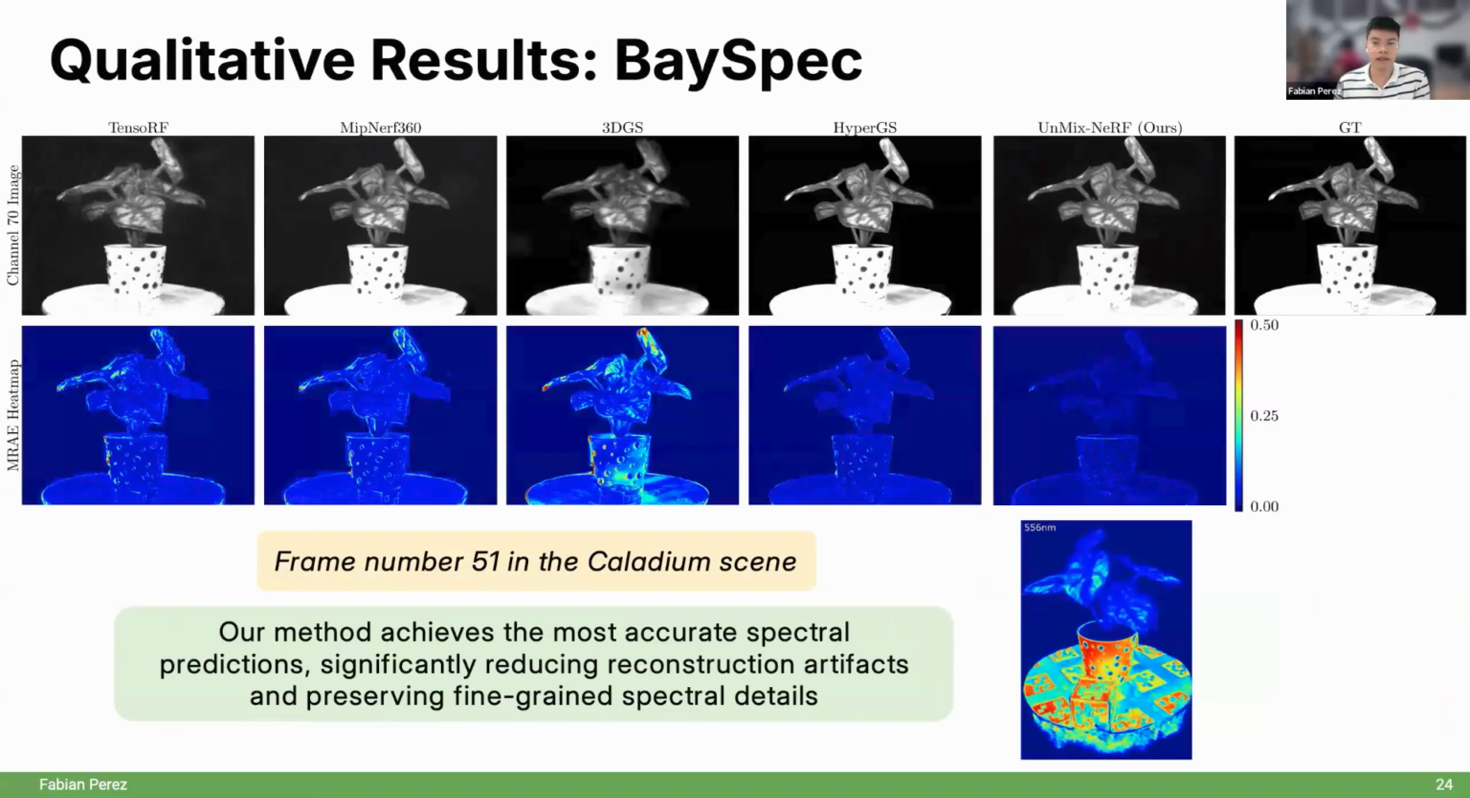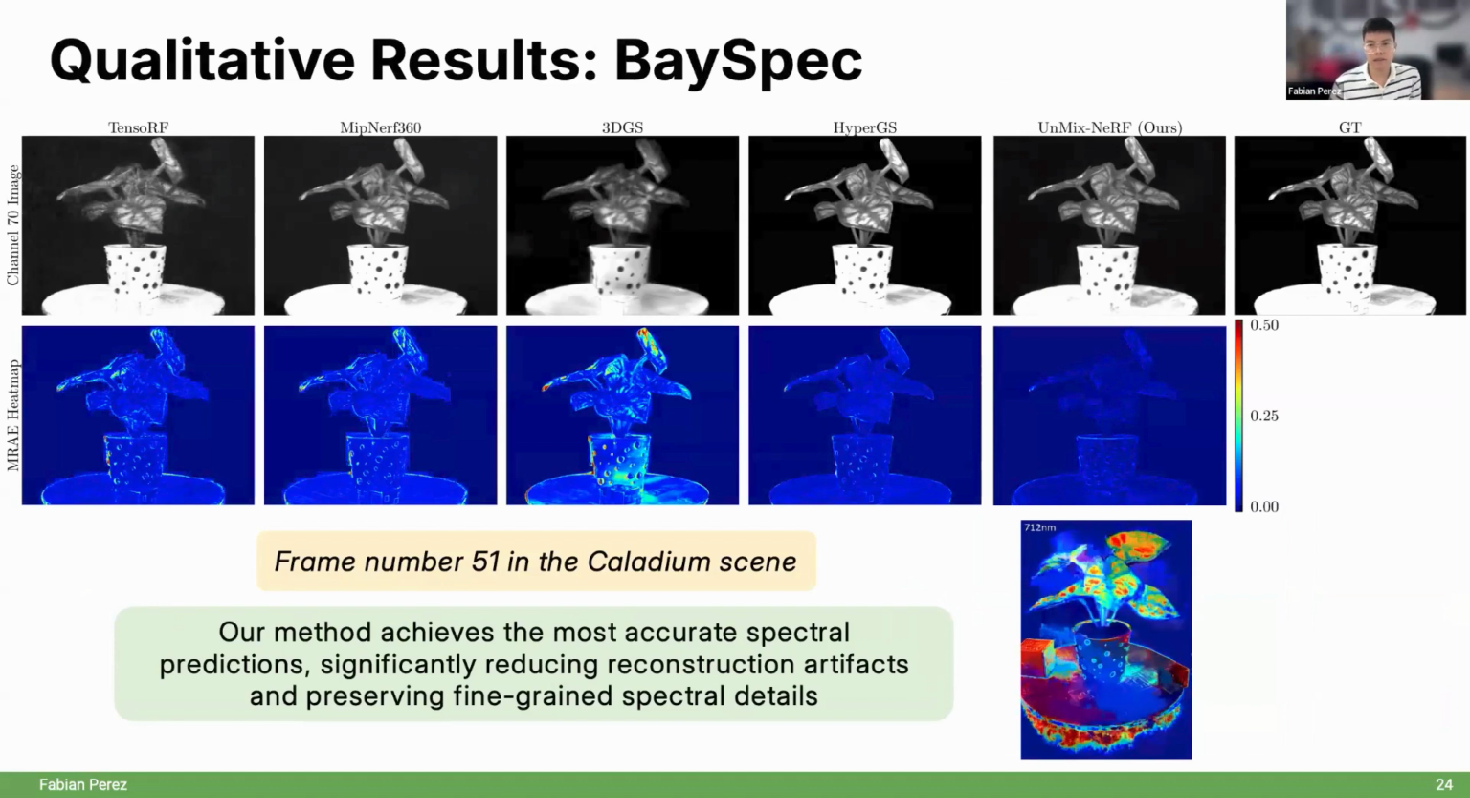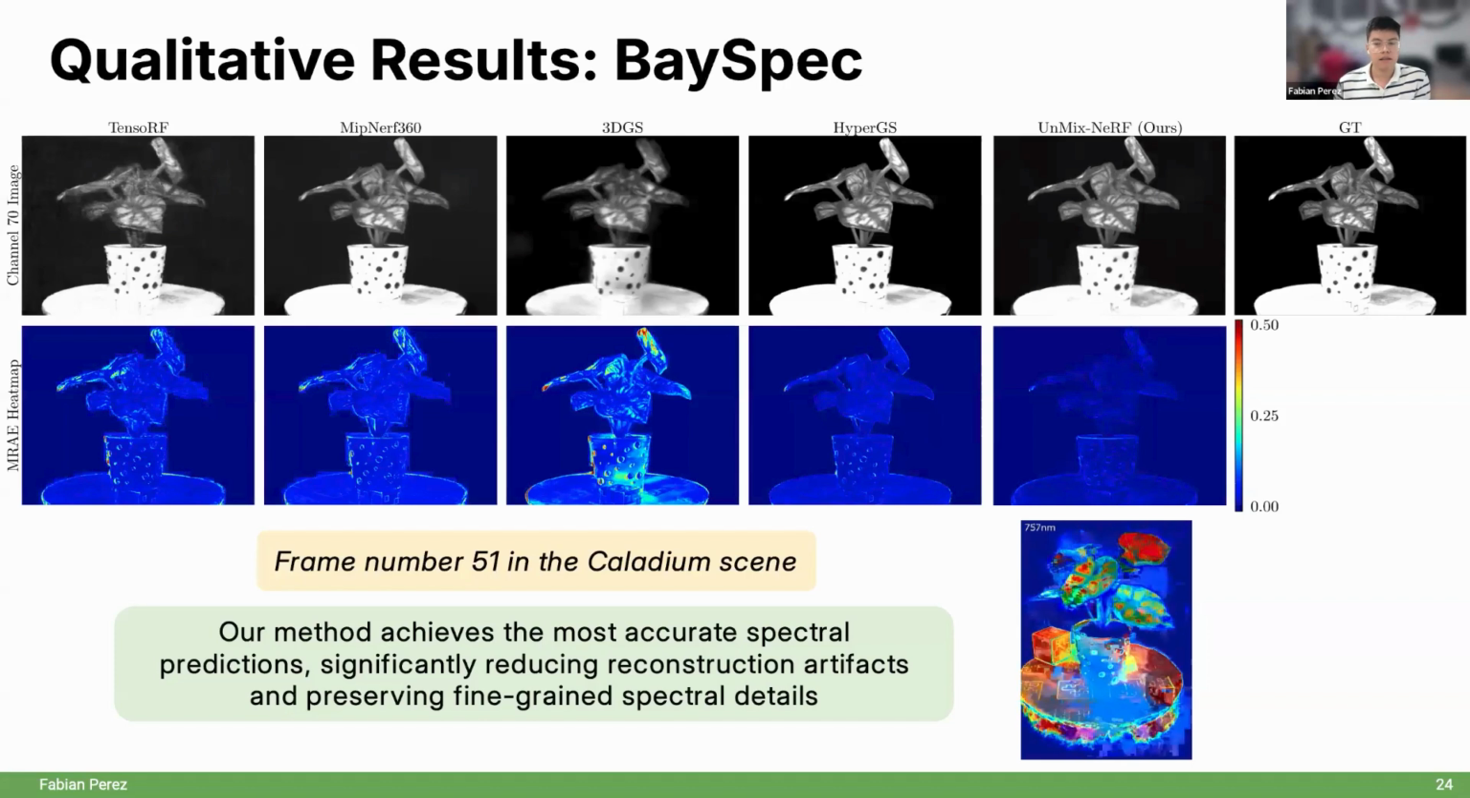Now we show the Caladium scene, frame 51. The top row is a single spectral band for each method, and next is the ground truth. In the bottom row, we visualize the mean relative absolute error, so lower is better, and darker blue means less error. Our reconstruction is the cleanest, with fewer artifacts and better preservation of fine-grained structure visible.